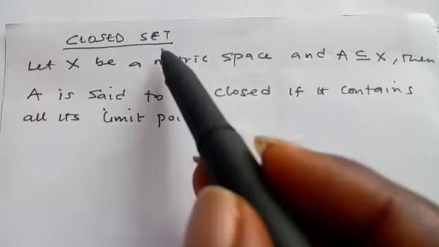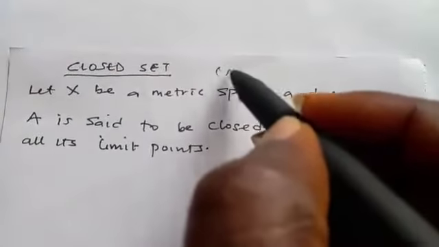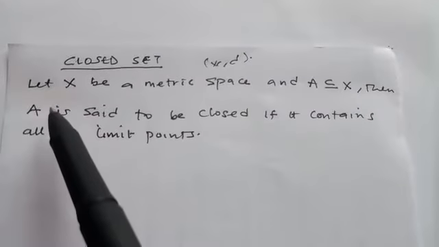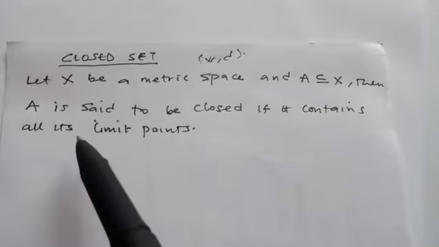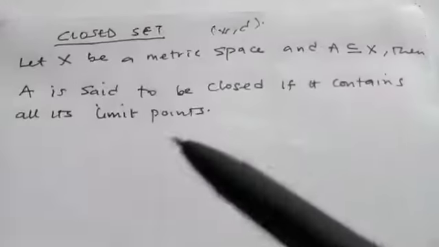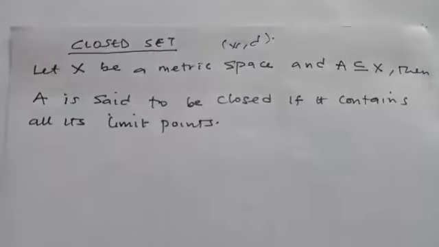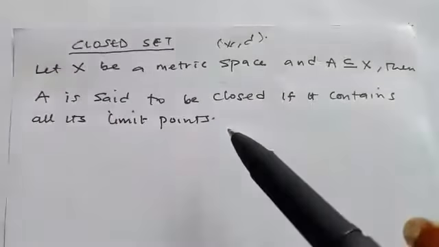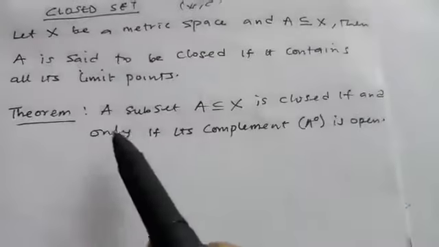Closed set. We define closed set as follows: let S be a metric space, I can say S, d as well, and let A be a subset of S. We say that A is a closed set if it contains all its limit points. That's the definition of a closed set. If a set contains all its limit points, then we say that the set is a closed set. This definition leads us to the following theorem.